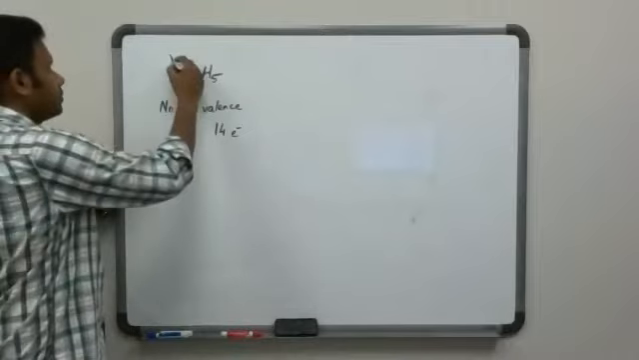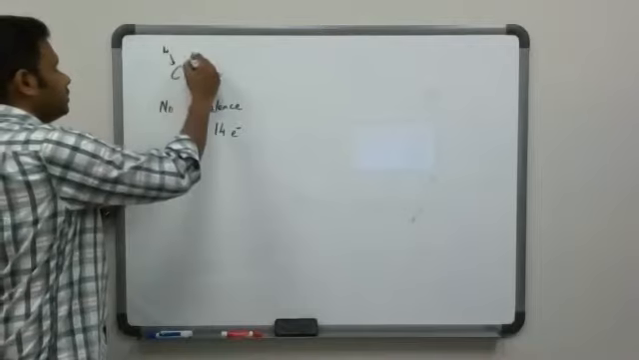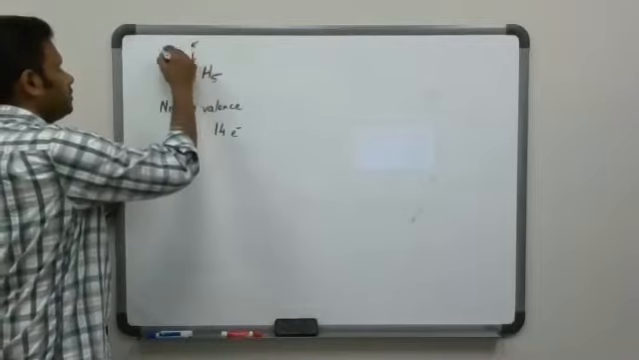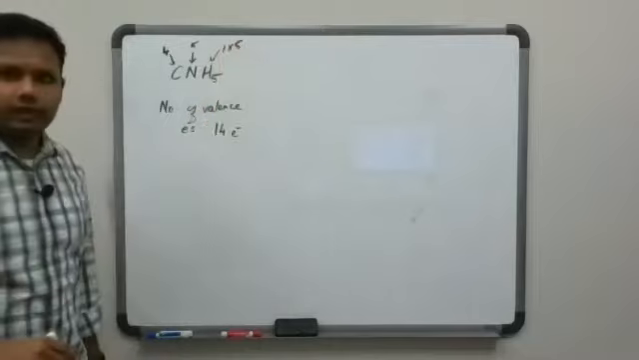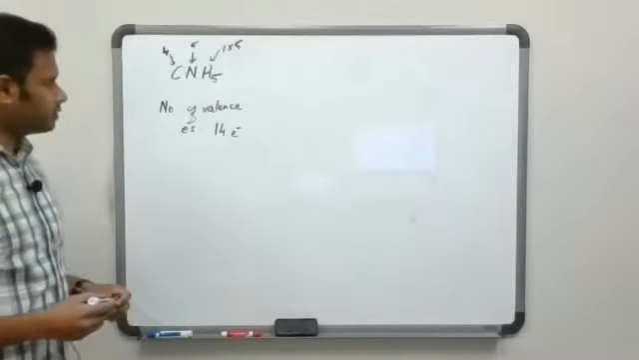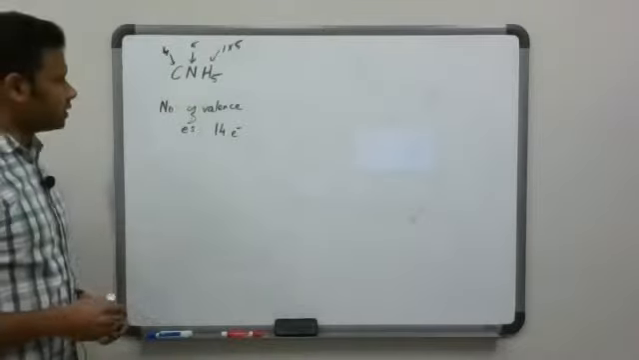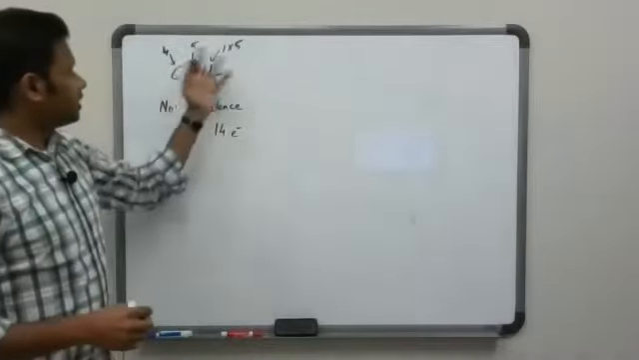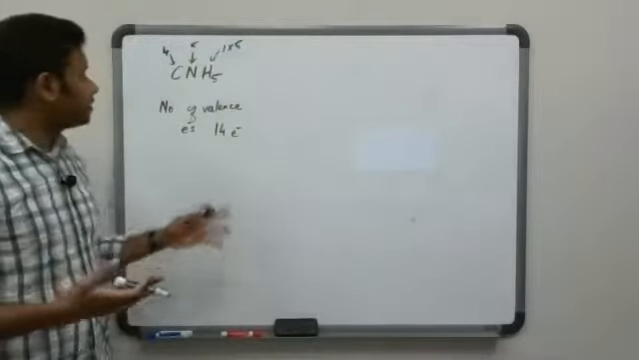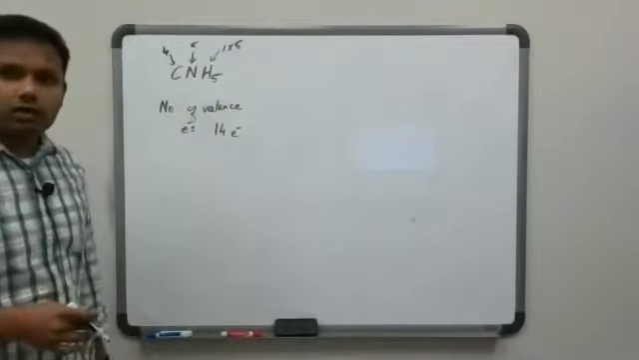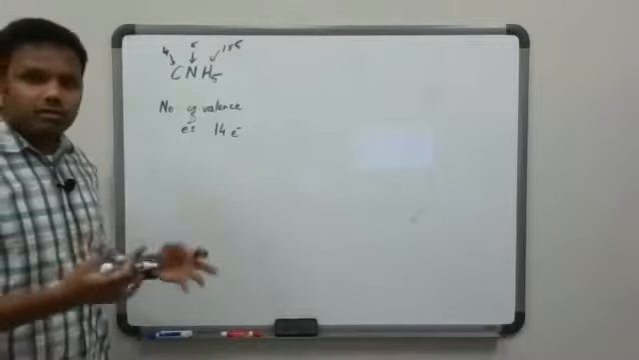Nitrogen, so carbon is 4, nitrogen is 5, and for the hydrogens, we have 1 into 5. That's how many electrons we have here. Okay, so we've got 14 electrons again. And since we have a bunch of hydrogens here, they should all be on the periphery. We have only 1 carbon and 1 nitrogen, so they must be connected to each other.